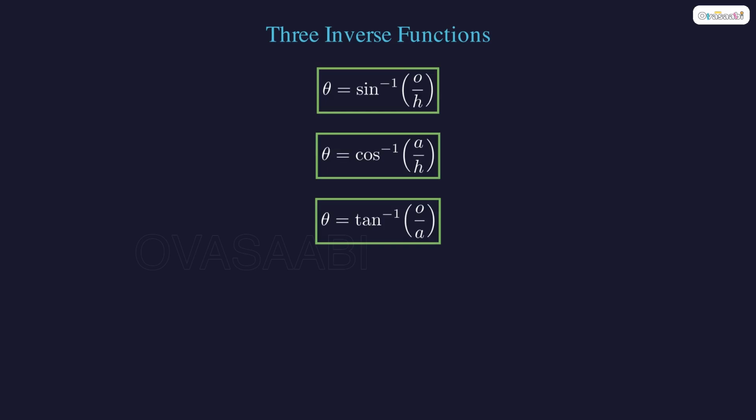There are three inverse functions. Use inverse sine, inverse cosine, or inverse tangent depending on which two sides you know. Think of it like this. The ratio is the ingredient. The angle is the dish you are cooking.